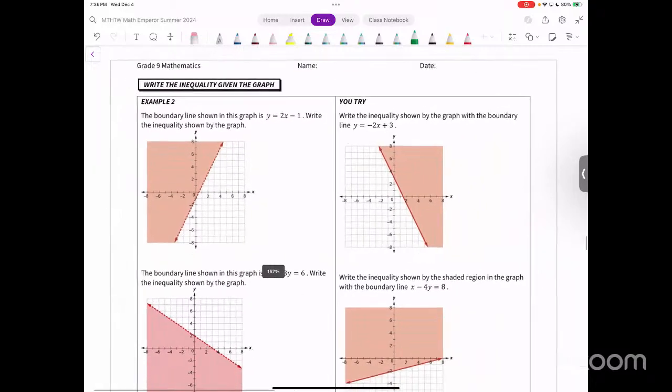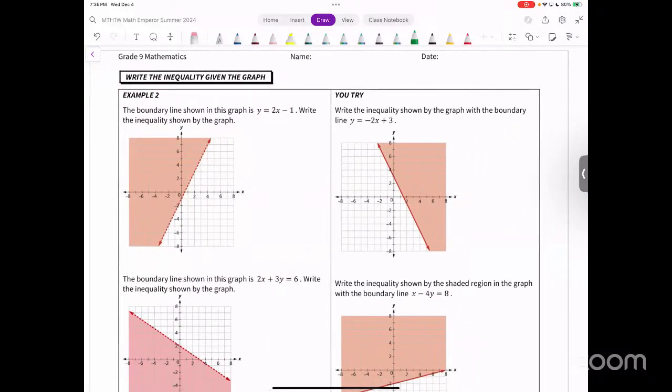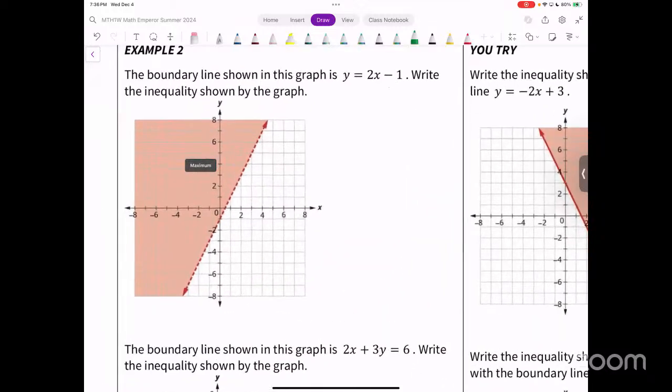So we're going back to some examples here. The boundary shown in the graph is y equals 2x minus 1. Write the inequality shown by the graph. So how are we going to write the inequality shown by the graph? This is where the challenge comes in. What we're going to do is choose a point. Watch this. I'm going to choose a random point.